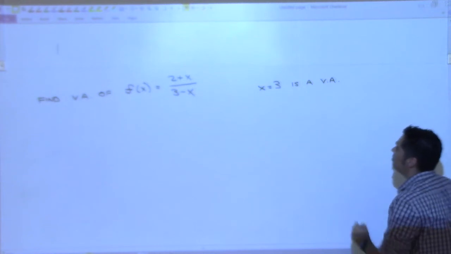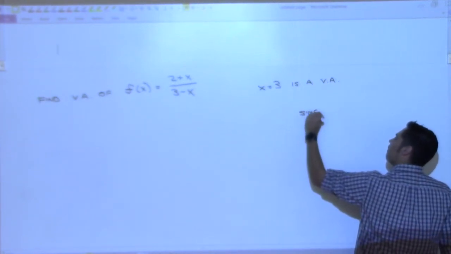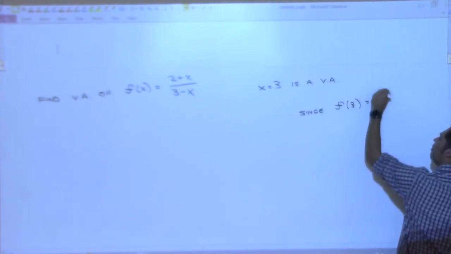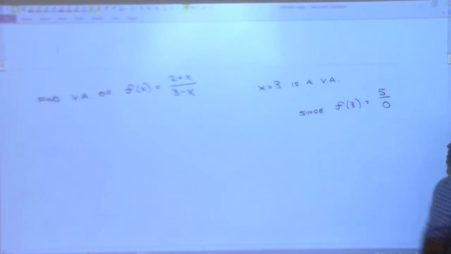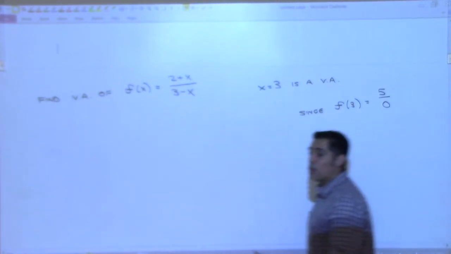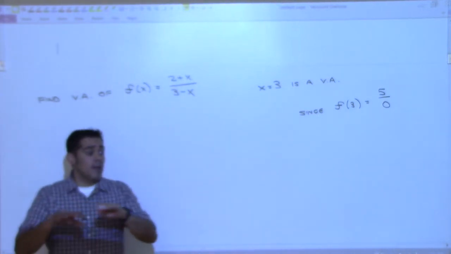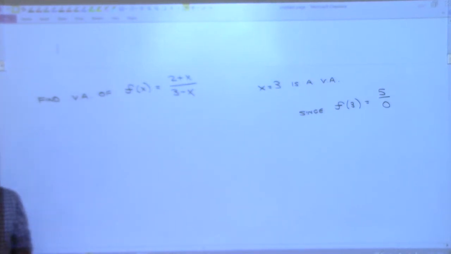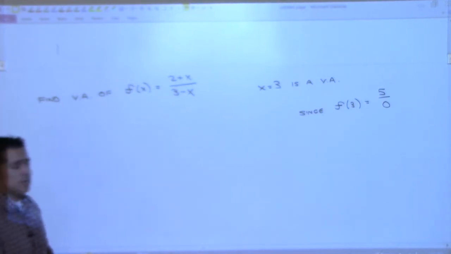And that's because when we plug 3 into the function, we get 5 over 0, don't we? And so from what we learned in college algebra, if your denominator is ever 0 and your numerator is not 0, then you have a vertical asymptote there. But like I said, that has nothing to do with calculus. So now let me ask you some calculus questions.